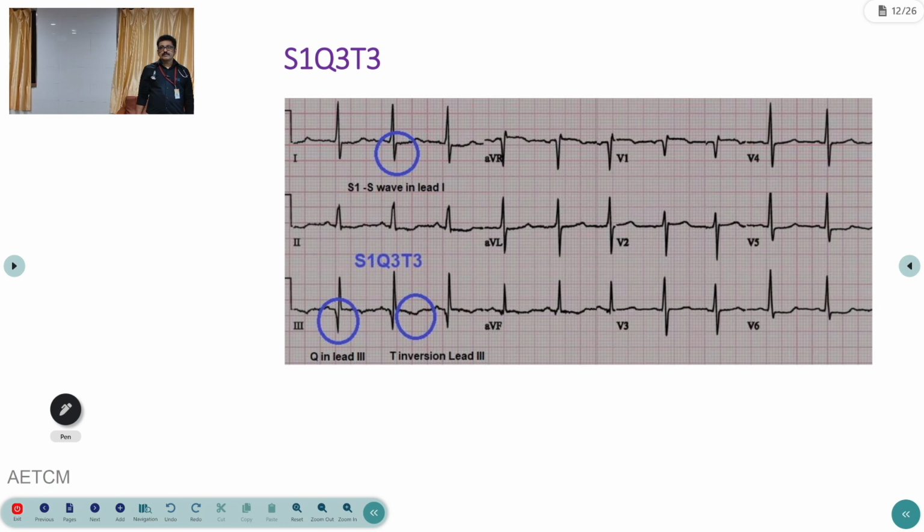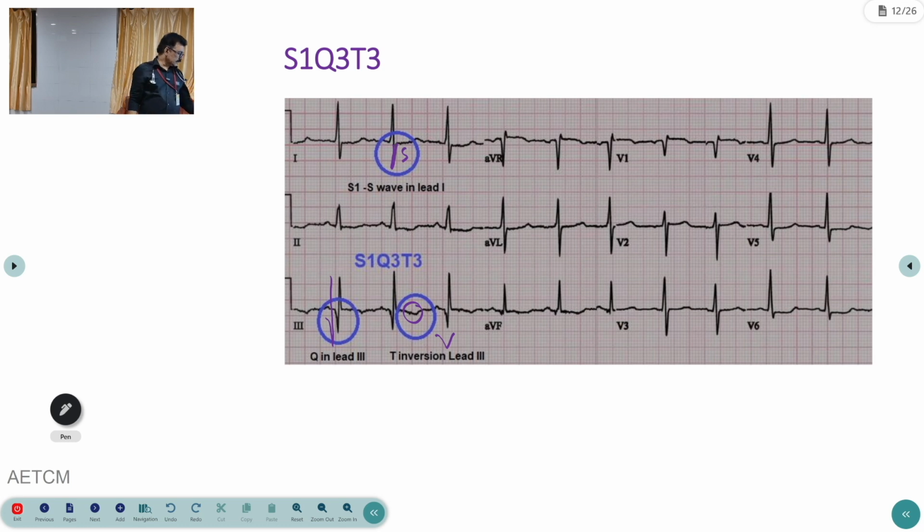Now, this is S1, Q3, T3. Lead 1, there is a deep S wave. So, this is the S wave. Lead 3, there is a Q wave. First negative deflection is Q, second negative deflection is S wave, and S1, Q3, T3, inverted T wave in lead 3. Okay. So, these are the classical findings in pulmonary embolism, but you may not see them in many pulmonary embolism cases.